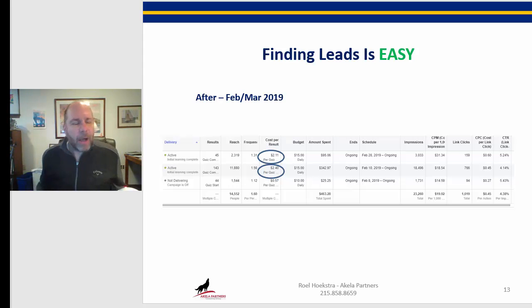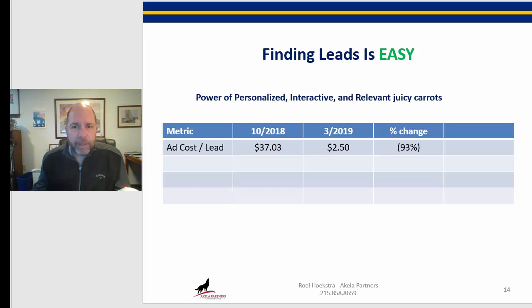But here's what happens now using our new technology. I don't know if you can see that, but that shows $2.11, and this is $1.40. So I'll show you the summary page. Cost per lead went from $37 to $2.50. Now that's a 93% reduction. And the reason is we went from 2% opt-in rate to a 35% opt-in rate. And the reason you go to that higher opt-in rate is because the content is interactive.